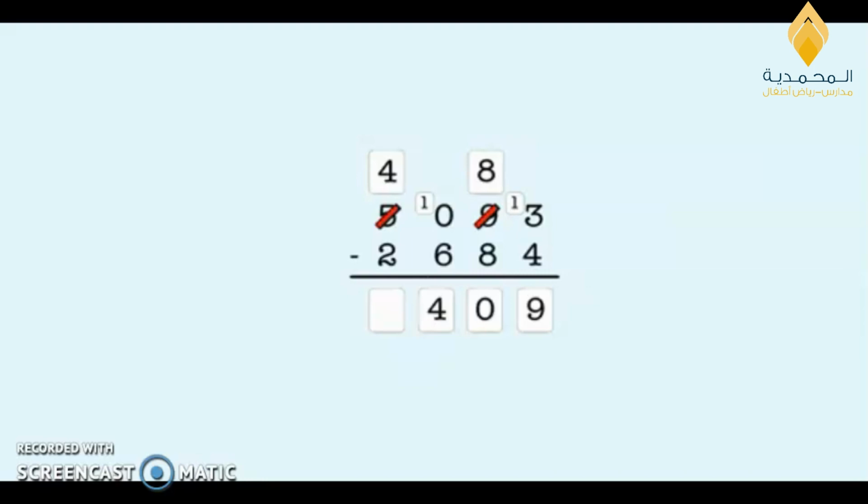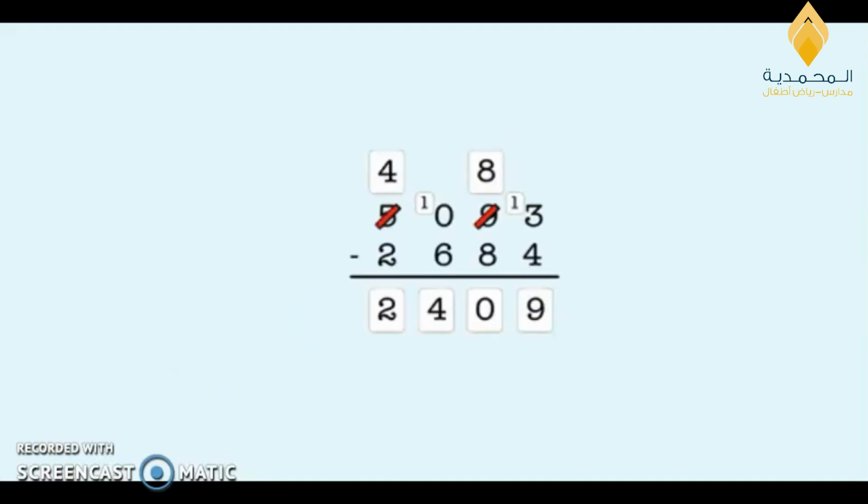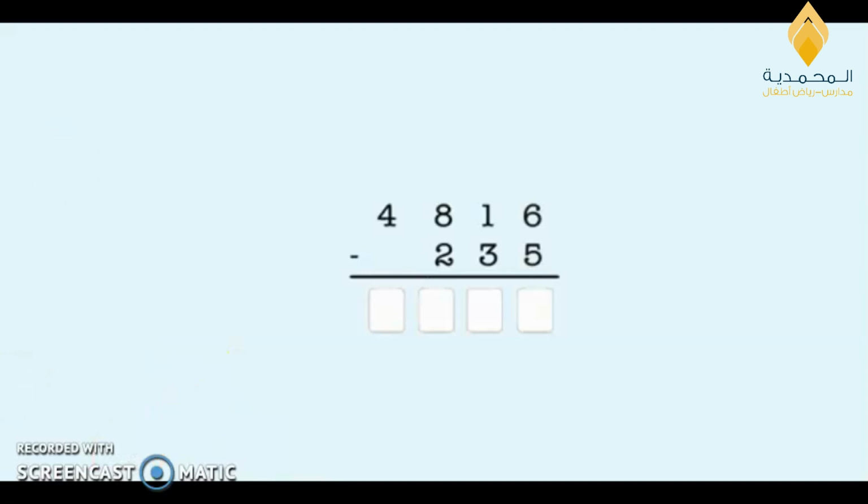And go ahead and subtract the thousands place, which is 4 minus 2 equals 2. Okay, so this is the answer, or the difference. As you can see, the answer is 2,409. Let's take another example.